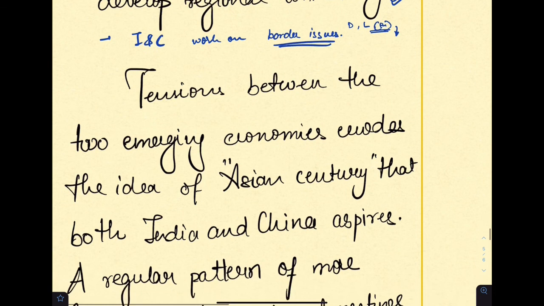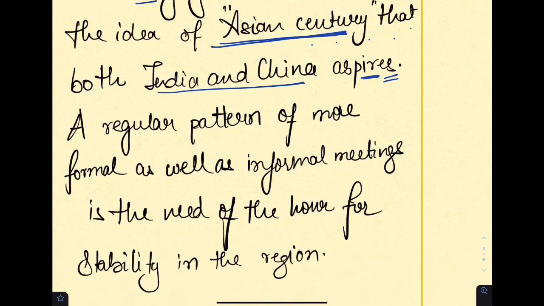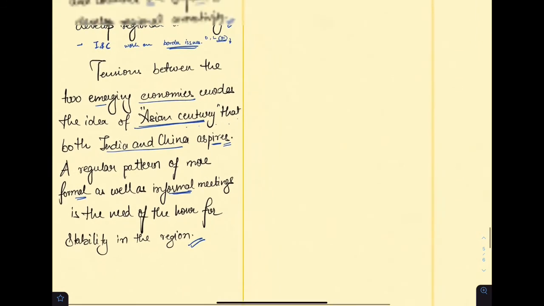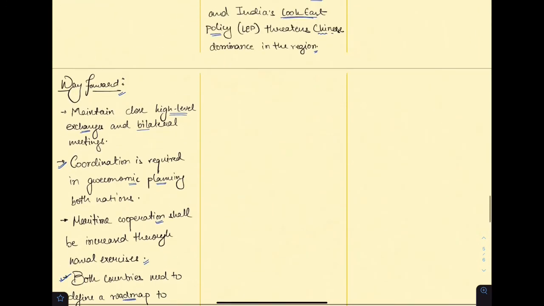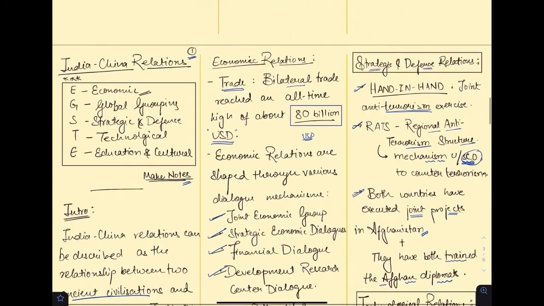Conclusion, you can write as: tensions between two emerging economies erode the idea of Asian century. So Asian century is a term which has been used by the top leaders of both nations. The idea of Asian century applies to both India and China. A regular pattern of more formal as well as informal meetings is the need of the hour for stability in the region. So this could be your way forward and your little conclusion. This whole thing has been covered in more than 250 words, to give you a better idea of the whole relations.